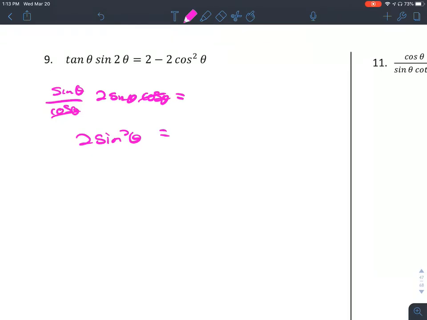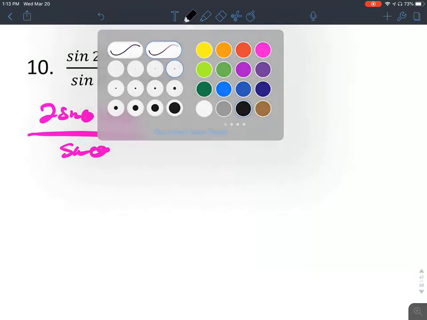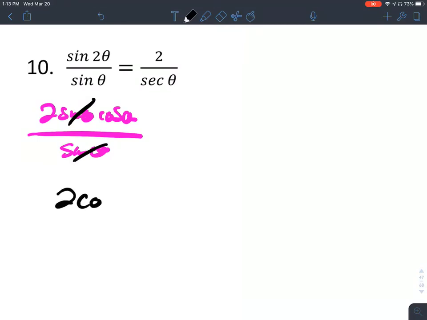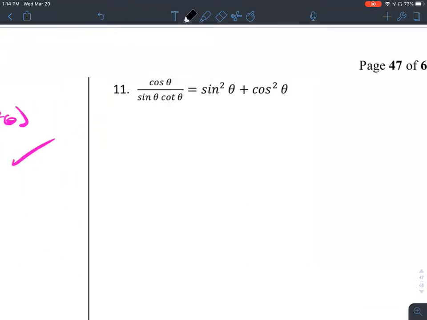I go to the right. I can GCF a 2 out of the right. 1 minus cosine squared of theta is sine squared of theta. Boom, same. 10. I will start with the left on this. Sine of 2 theta is 2 sine of theta cosine of theta. Sine of thetas cancel. So now we have 2 cosine of theta. You know what? We can move this to the top and make this 2 cosine of theta. That was easy. Done. Number 11.